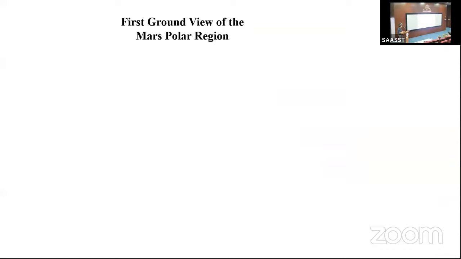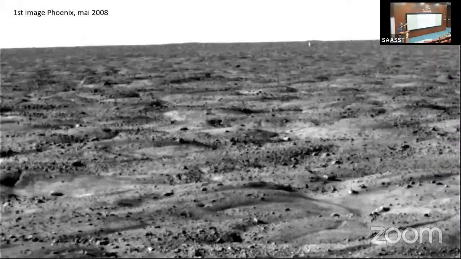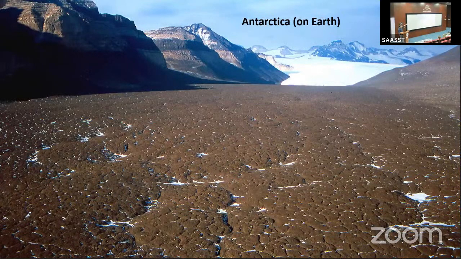The first ground view of the Mars polar region was, you know, expected a lot, and no surprise, it was typically polar, with, well, that's the joke from the PI, a polar bear. Nevertheless, it was typically polar indeed, because you see the ground has a specific texture. This is called polygonal terrain, and this is on the Earth. It corresponds exactly to what we find in the polar regions. For instance, this is what we call a rock glacier in Antarctica, and you can see this polygonal structure, and they're almost the same on Mars.